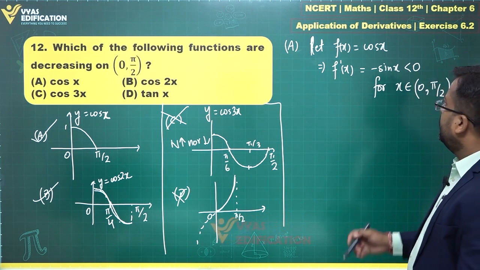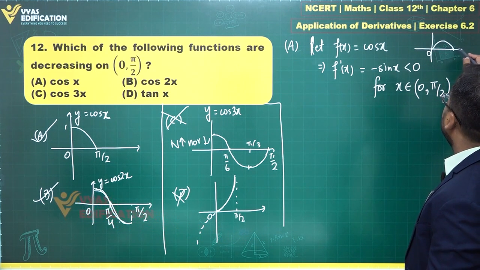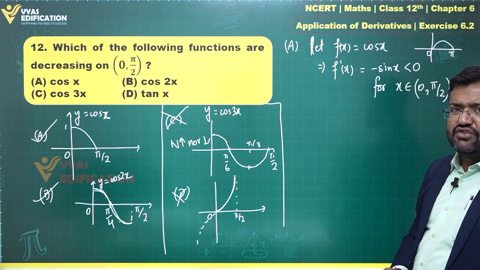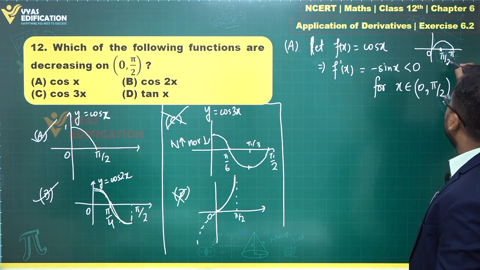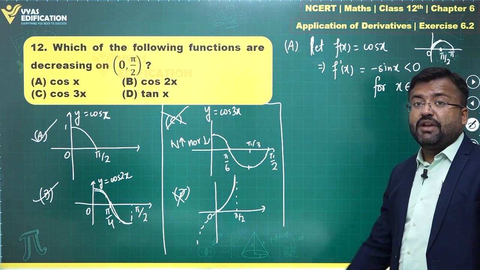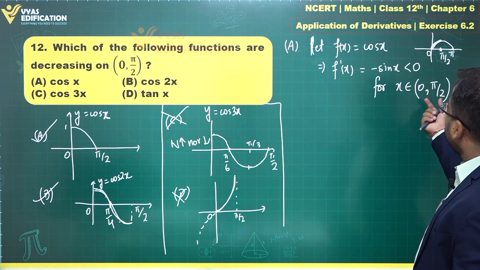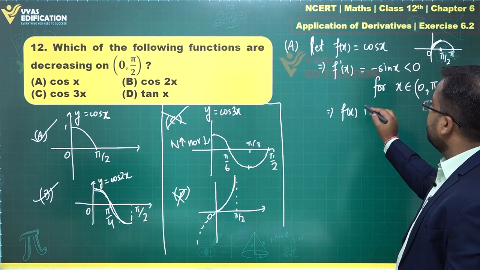How do you know that? Because I know the values of sin x are this: 0, pi. I can comment about the values of sin x on the basis of this. This is pi by 2, right? From 0 to pi by 2, the values are positive, therefore minus sin x will be negative. And for x belongs to 0 comma pi by 2, this is less than 0, which implies f(x) is a decreasing function.